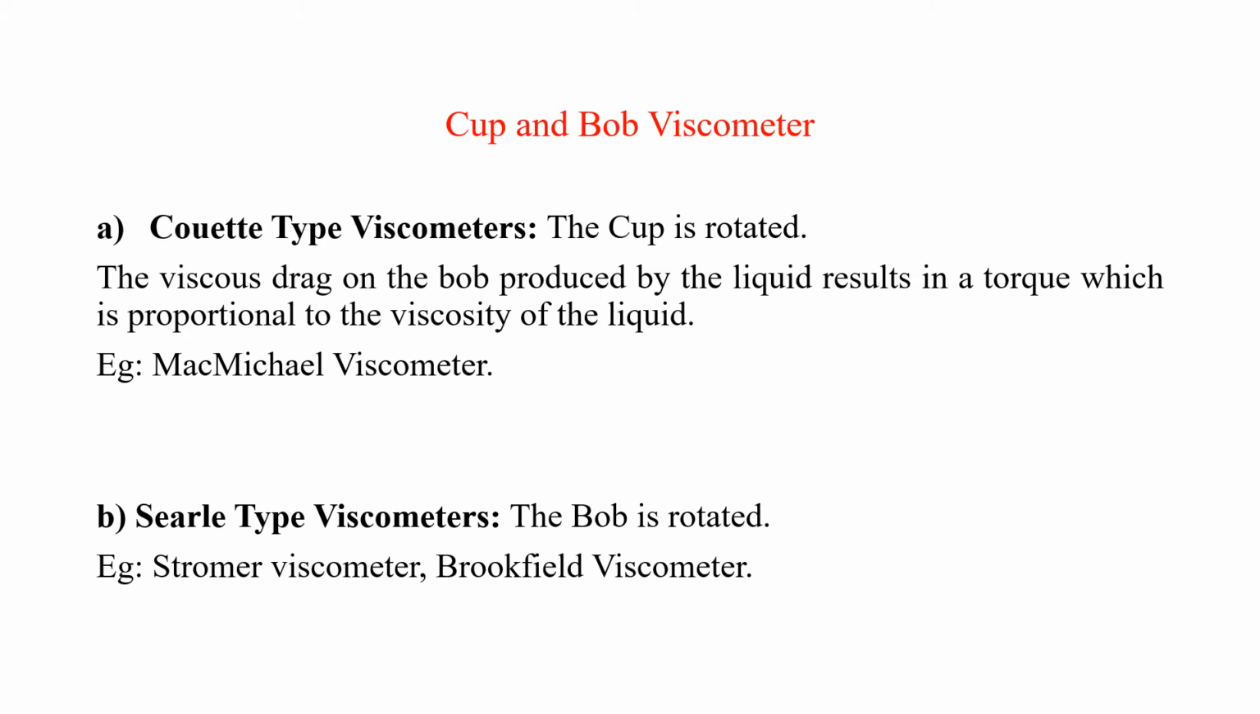Now for such Couette type cup and bob viscometers comes our Michael viscometer. And the next type is the searle type. The bob will be under rotation and the cup would be stationary. The examples are Stormer's viscometer and Brookfield viscometer. These are the two viscometers that come under this category.